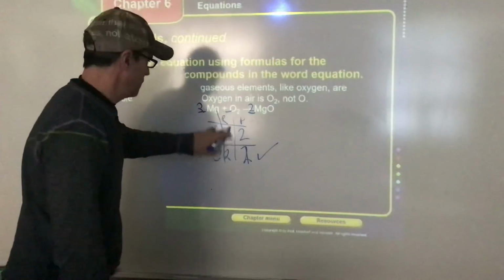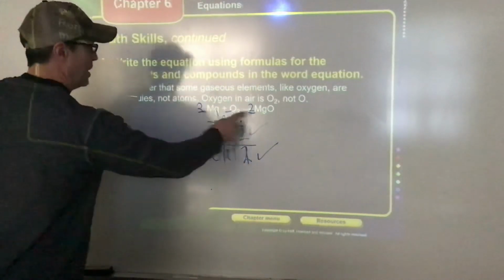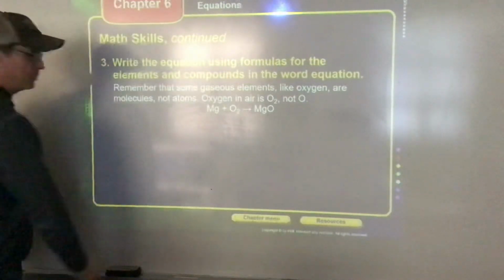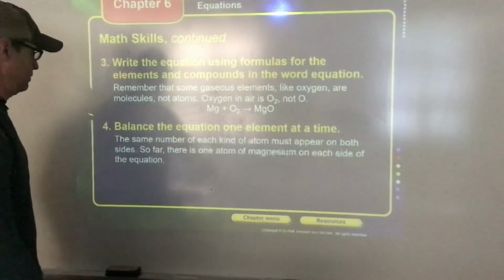2 times 1 is 2, okay? And you'll see in a second, and it's balanced. So all I had to do is add a 2 there and a 2 there, and it balanced the equation. You're going to see that here in a second on the other slides, okay? But the more we do it, the easier it is we see it. Okay, so we're going to balance this equation, all right?